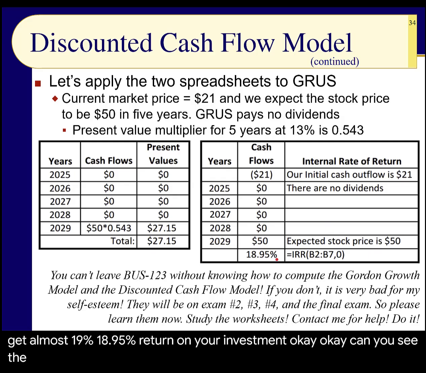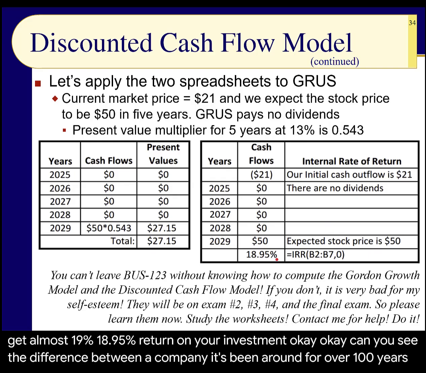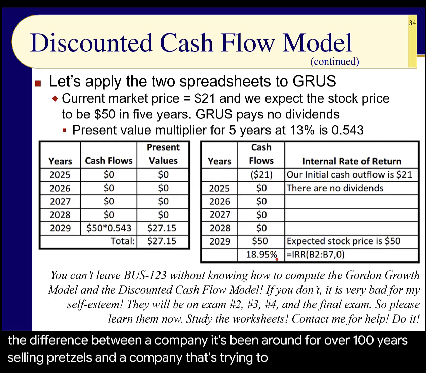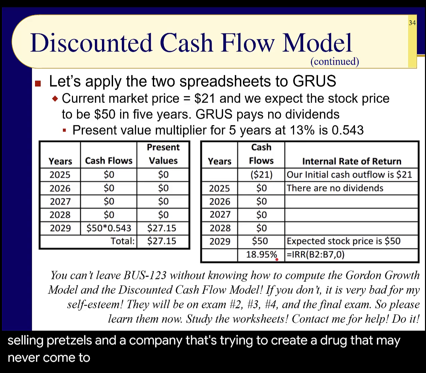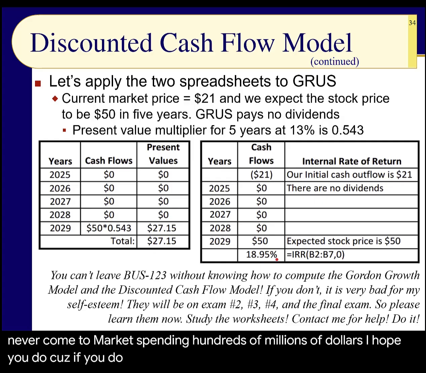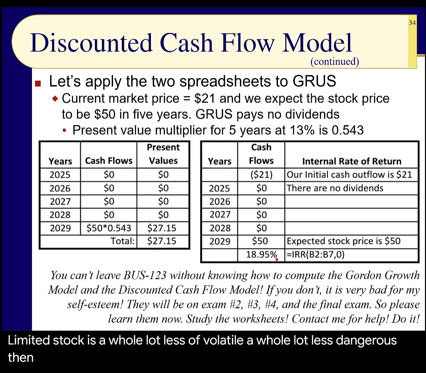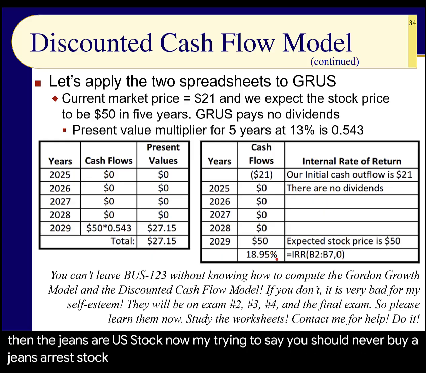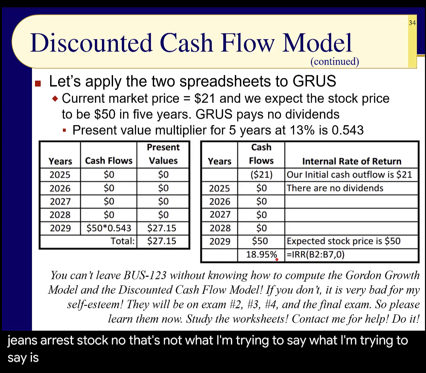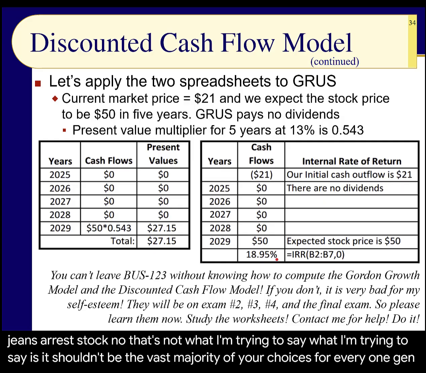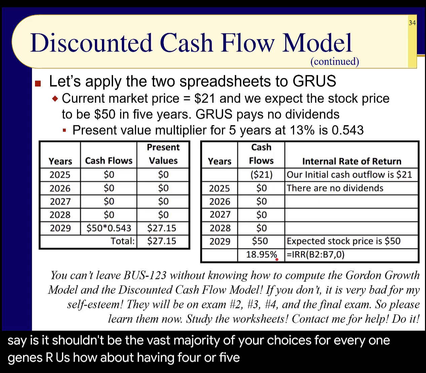Can you see the difference between a company that's been around for over 100 years selling pretzels and a company that's trying to create a drug that may never come to market, spending hundreds of millions of dollars? I hope you do, because if you do, you've been paying attention. The Pretzels Unlimited stock is a whole lot less volatile, a whole lot less dangerous than the Genes R Us stock. Now, am I trying to say you should never buy a Genes R Us stock? No, that's not what I'm trying to say. What I'm trying to say is it shouldn't be the vast majority of your choices. For every one Genes R Us, how about having 4 or 5 Pretzels Unlimited?